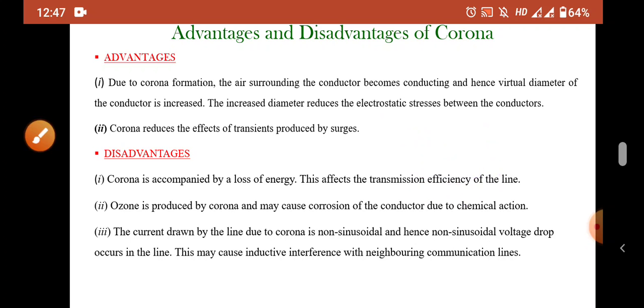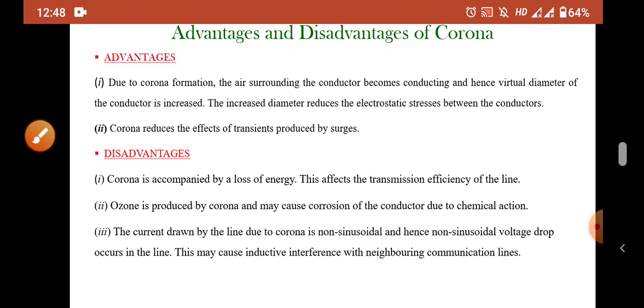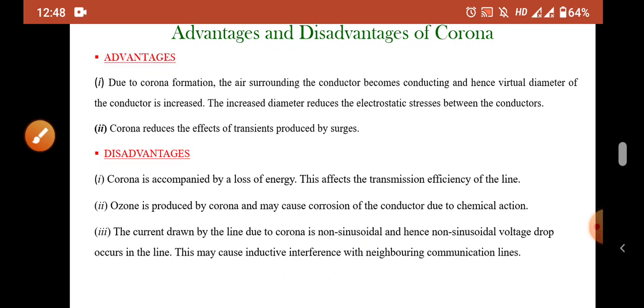And the disadvantages are: corona increases the power losses in transmission line, and corona produces ozone gas. Ozone gas formation will lead to corrosion in the conductors, and it also causes interference with the communication lines, because the current drawn by the transmission line due to corona is non-sinusoidal in nature. So there will be harmonics and voltage drop will be there, so interference with communication line increases. So these are the advantages and disadvantages of corona.